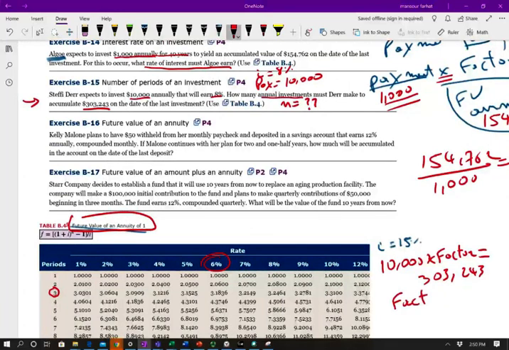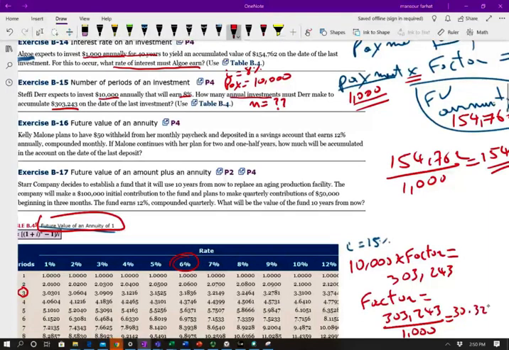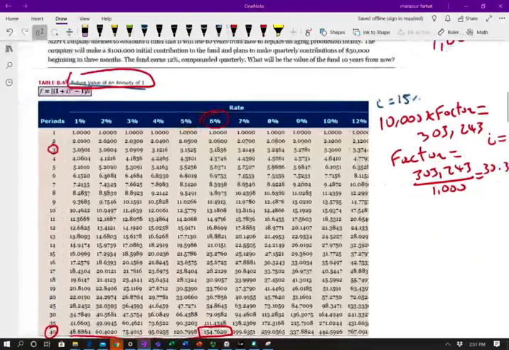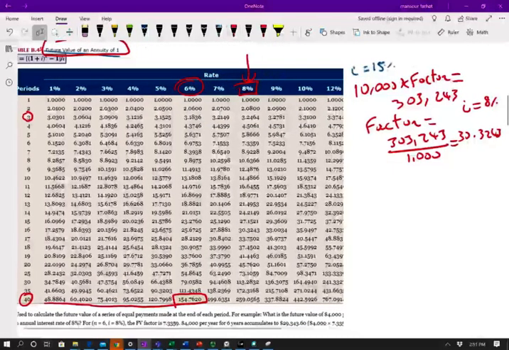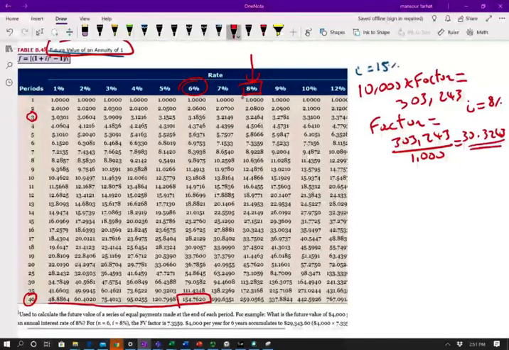Now we can find the factor. What's the factor equal to? The factor is equal to 303,243 divided by 10,000. So we find the factor is 30.3243. Now this is the factor, and we know we are dealing with an I equal to 8%. So let's go to the future value annuity table. I equal to 8% right here. We need to go across to find the closest thing to 30.324 right here. And if we go across, we need N equal to 16. We need 16 periods to find that. So that's good.